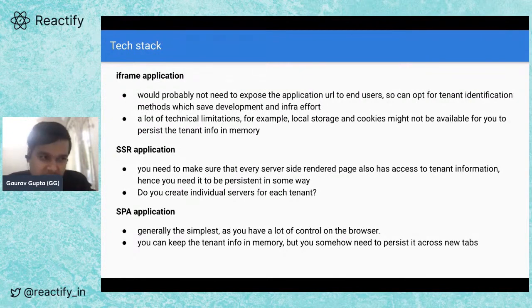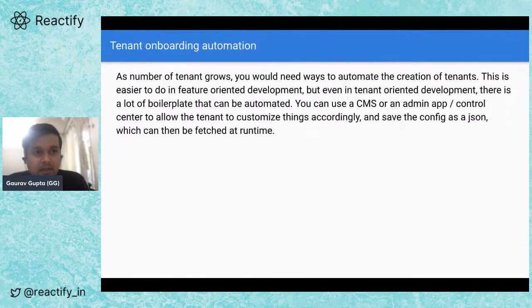Similarly, tech stack is another consideration. If you have an iframe application, it will change a lot of things in terms of what strategy you choose for multi-tenancy. If you have an SSR application, it will also impact the strategy. SPA is generally the easiest, the simplest, because you can just keep the tenant info in memory, read it at initialization and keep it in browser storage. So generally the easiest implementation.